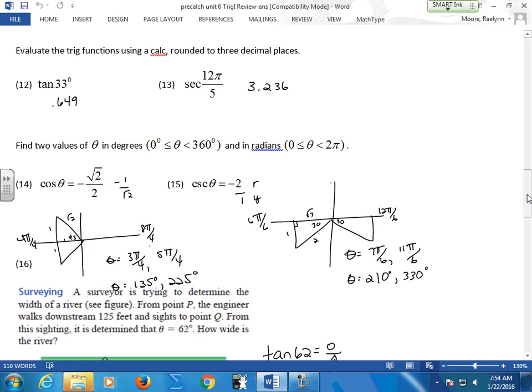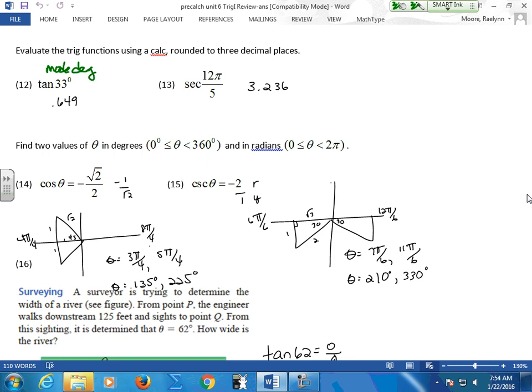Okay. Tangent of 33, use your calculator. I wanted you to pick up your calculator and do this. How do I put a secant in my calculator? 1 over cos. If you're going to put this one in, make sure your mode is degrees.